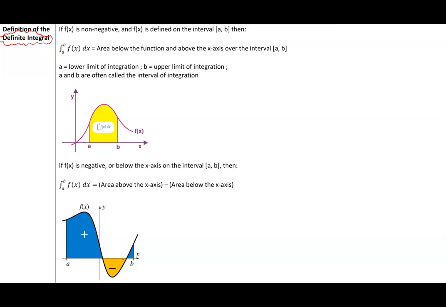So the main thing I want you guys to know is anytime we have the integral of f of x dx from a to b, this represents area under the curve f of x between a and b. So the definite integral represents area. That's what I want you guys to get from this.